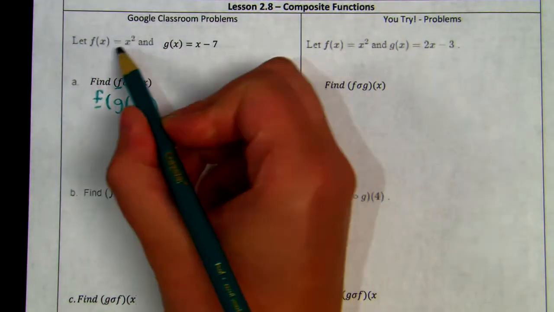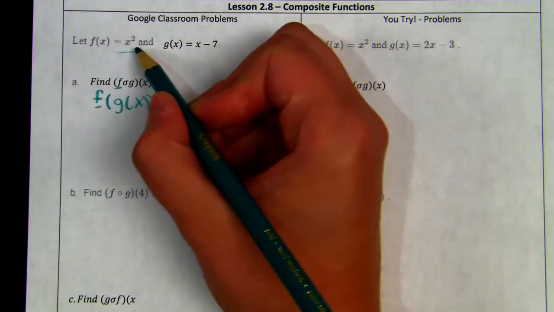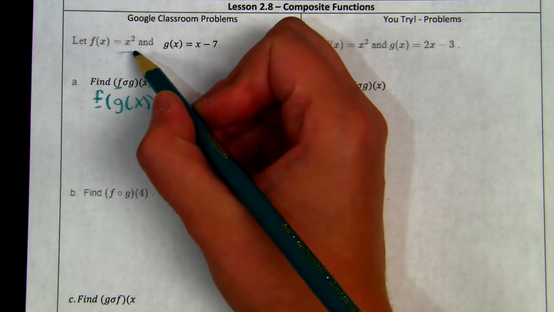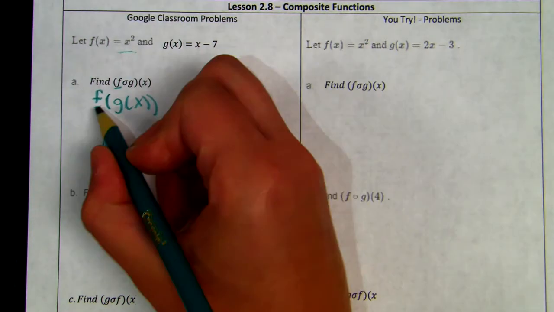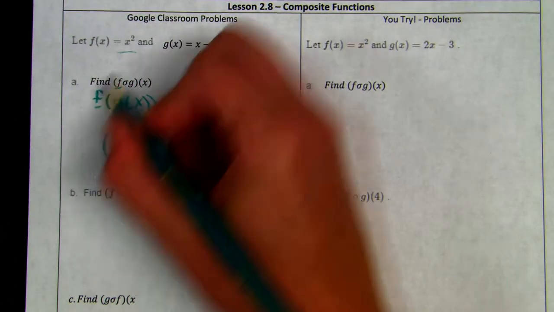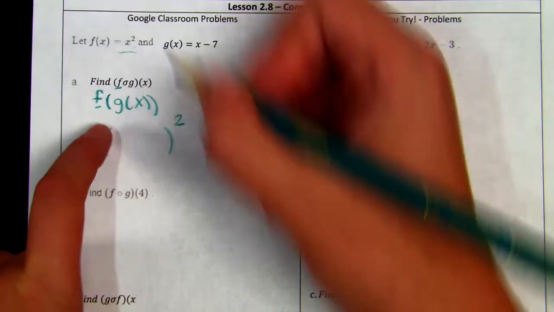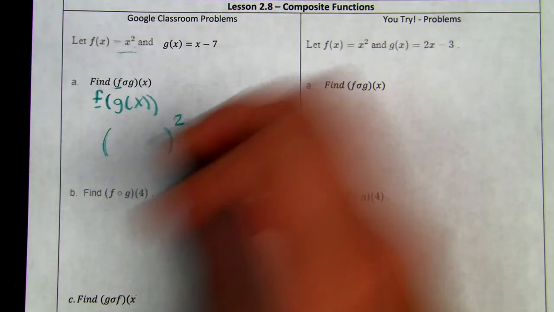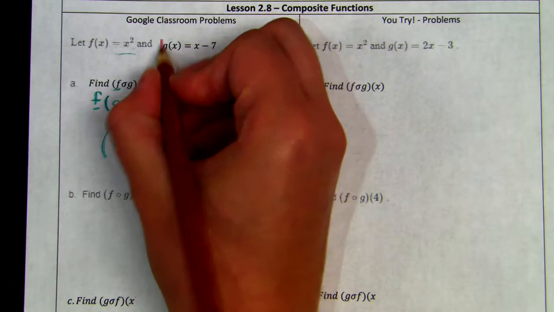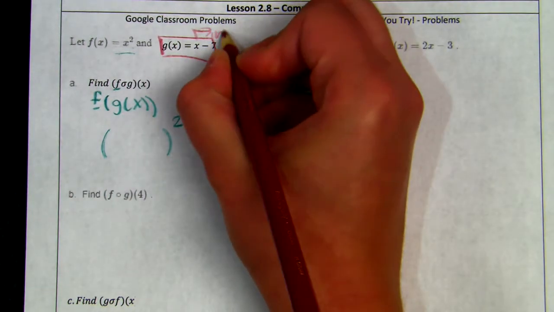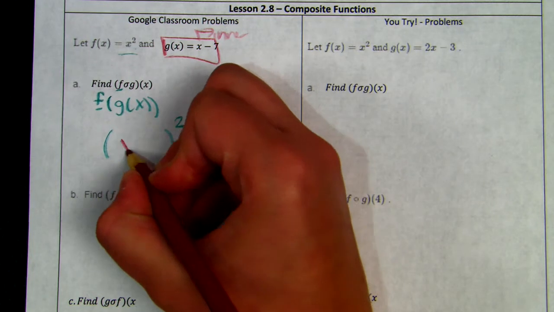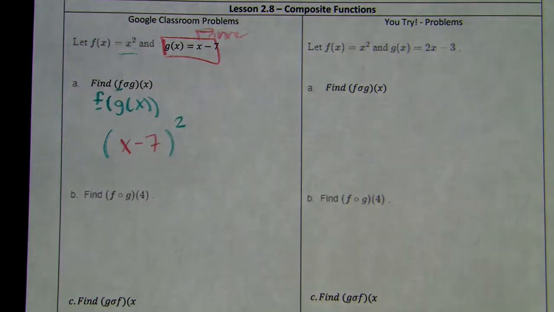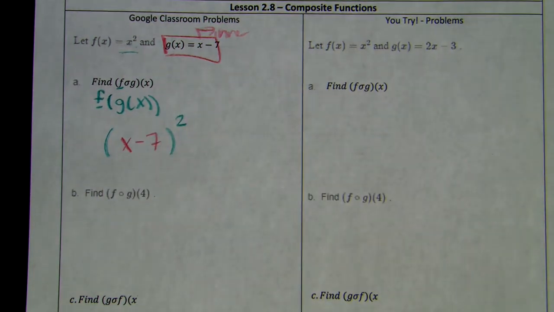Next step is I have to write my outer function, leaving a blank for the x. So we have this large blank, squared. That's my outer function. Notice that I wrote my f, which is x squared, with a blank and then a squared sign. Now looking at my inner function, which is g of x, we plug that in inside the parentheses, x minus 7. So I'm left with x minus 7 squared.